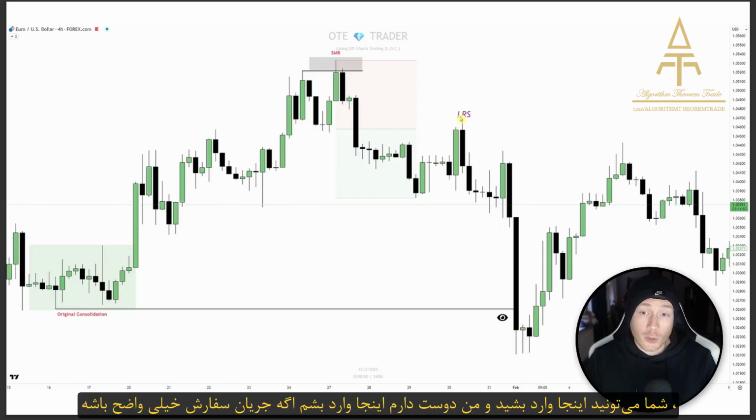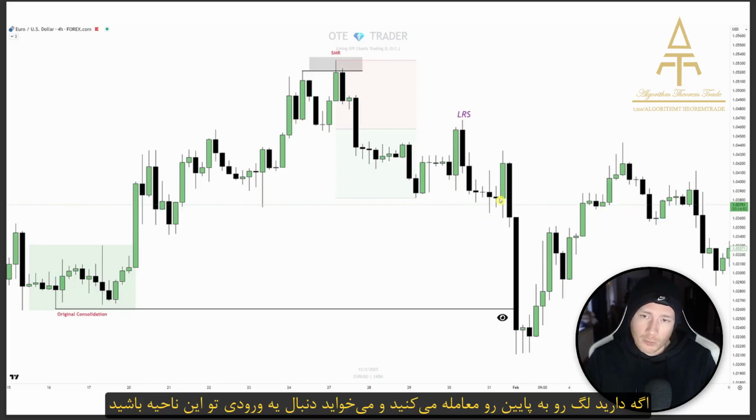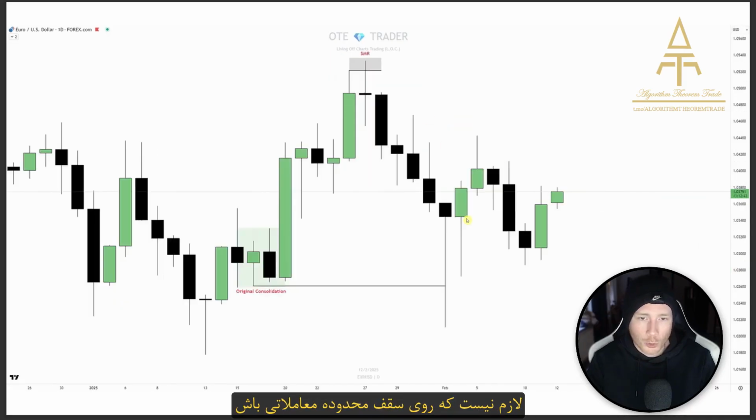And I do like to enter over here if the order flow is very clear, but you always want to use a stop loss on the dealing range high. If you're trading the leg down and you want to look for an entry in this area, you can put your stop loss on the high over here, and it doesn't have to be on the high of the dealing range. So zooming in a little bit.